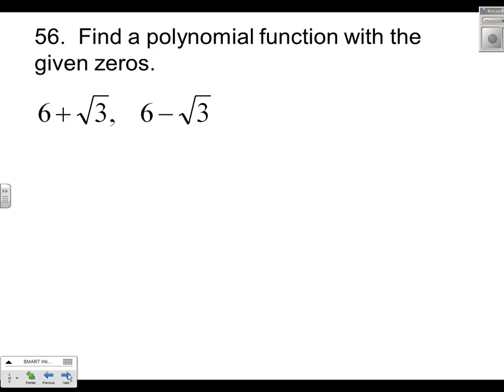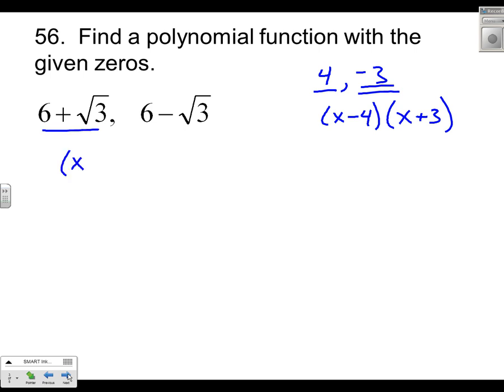Okay, find a polynomial function with the given zeros. Well, if I said that you were to find the polynomial function with these zeros, 4 and -3, I would hope that you would say, well, if 4 is a zero, then x minus 4 must be a factor. If negative 3 is a zero, then x minus negative 3, or x plus 3, is a factor. Therefore, if 6 plus root 3 is a zero, x minus that must be a factor. And if 6 minus root 3 is a zero, x minus that.